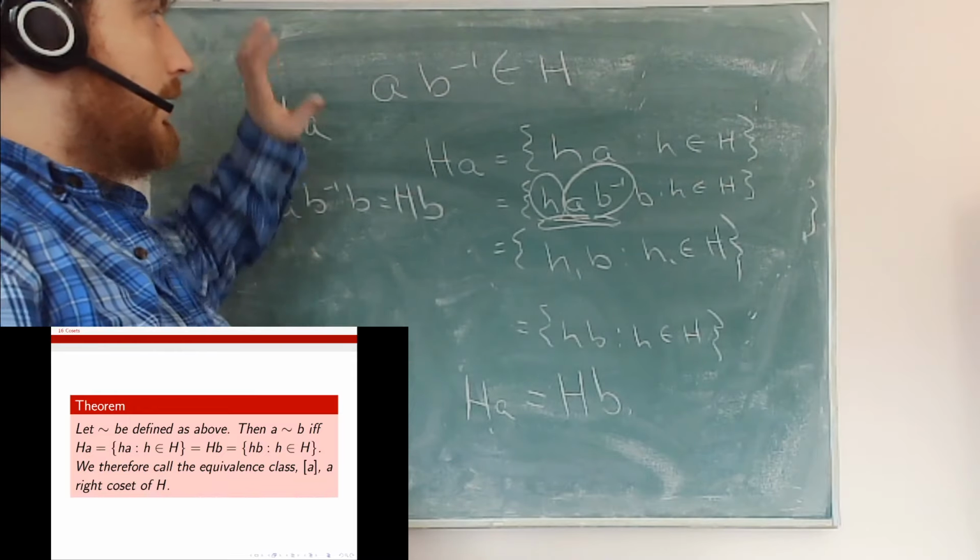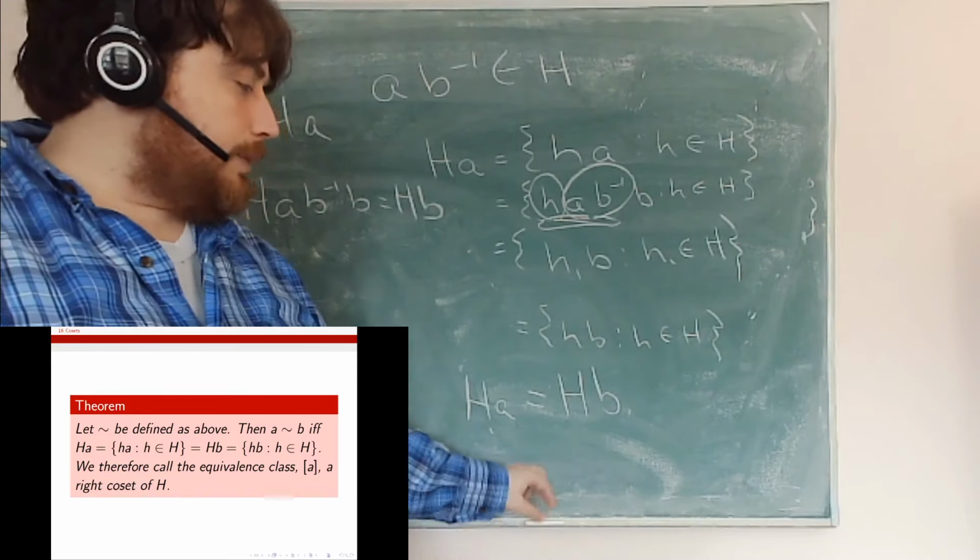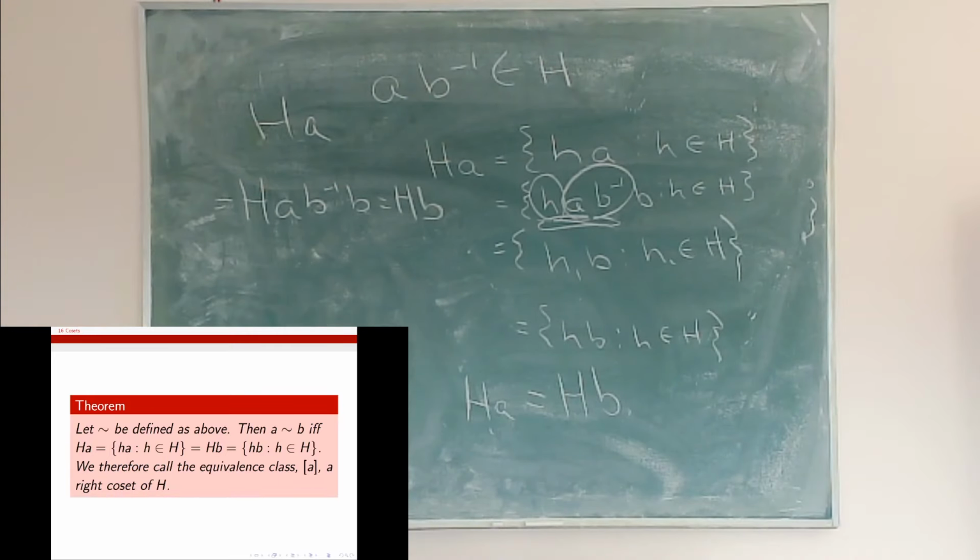So we'll get that these two relations, the right cosets being equal, is equivalent to saying A B inverse is in H. So we have two different ways to look at this equivalence relation. Is that okay with everybody?